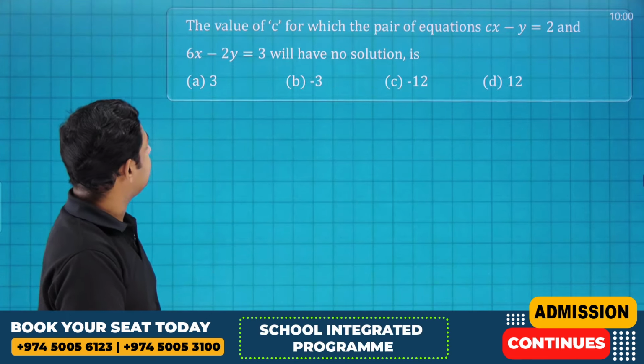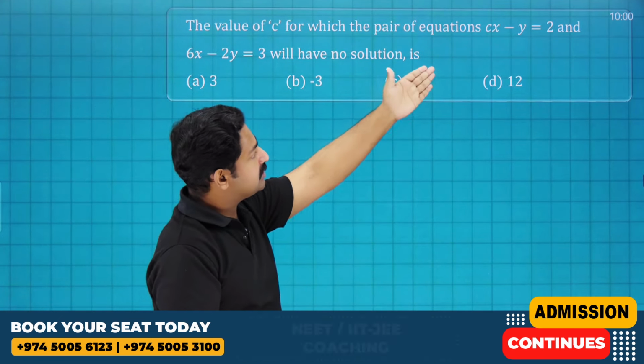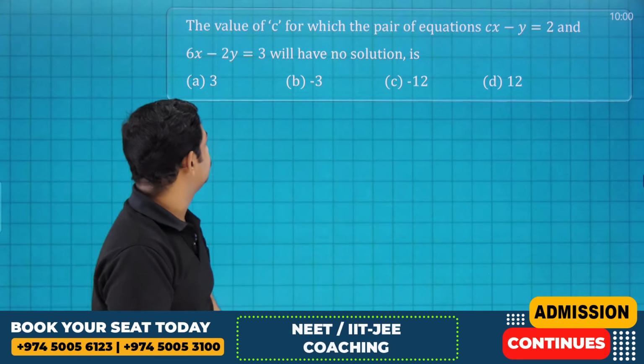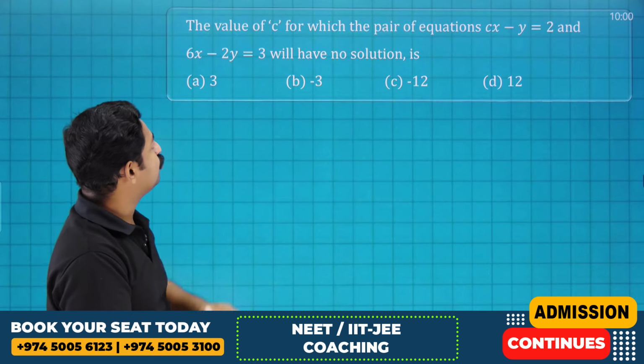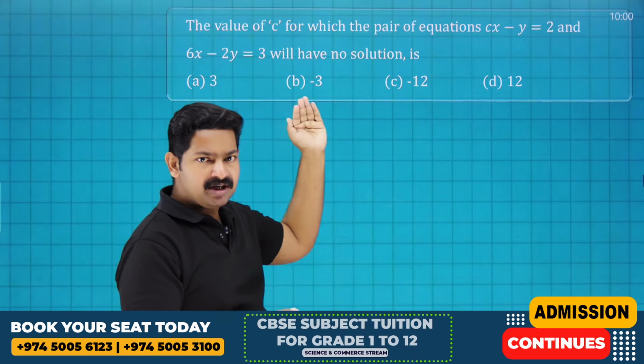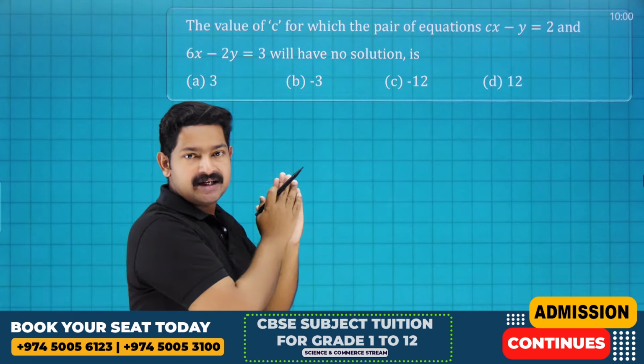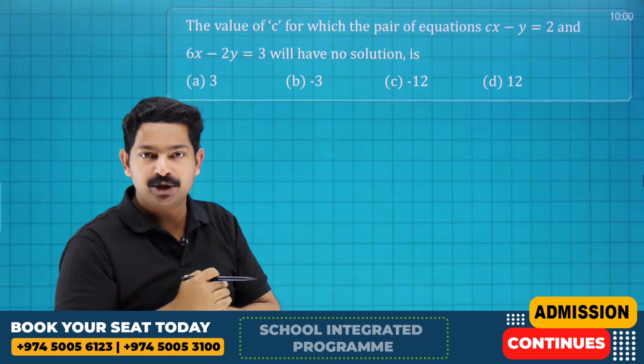The next question: find the value of c for which the pair of equations cx minus y equal to 2 and 6x minus 2y equal to 3 will have no solution. So you can see, when we are discussing these questions, most of the previous year questions are from this topic, right? The three conditions we know.